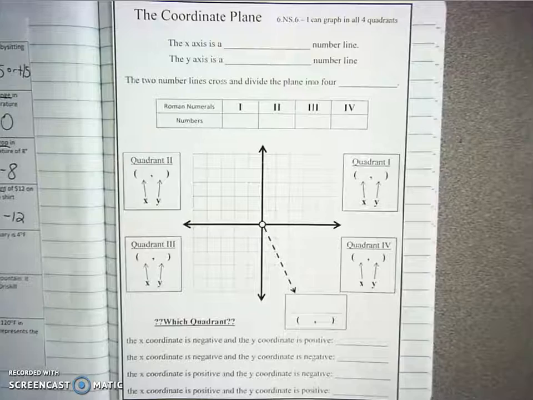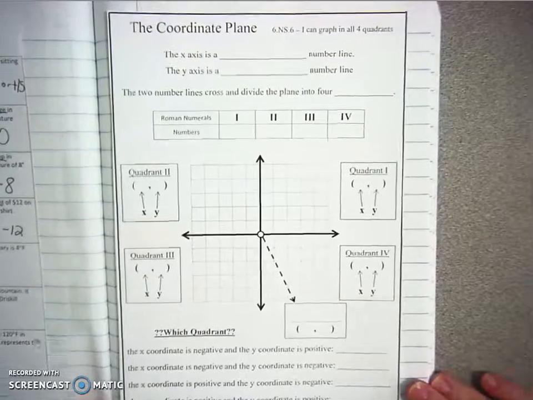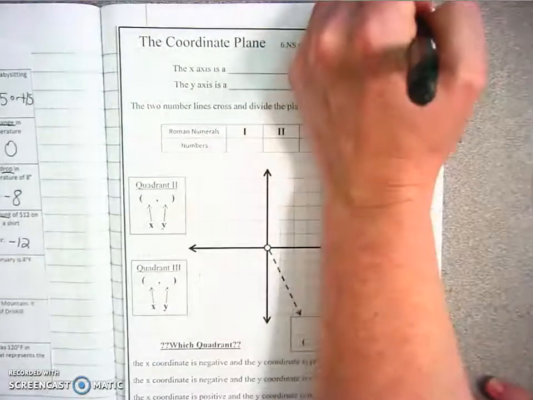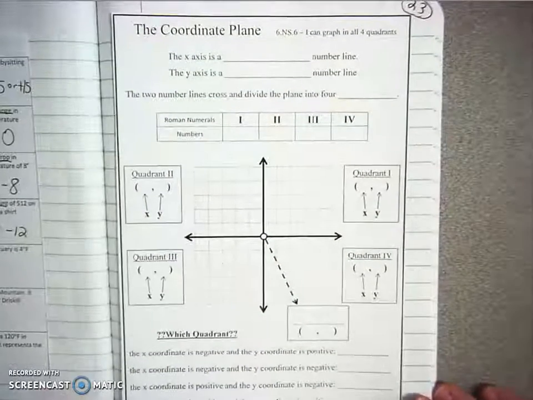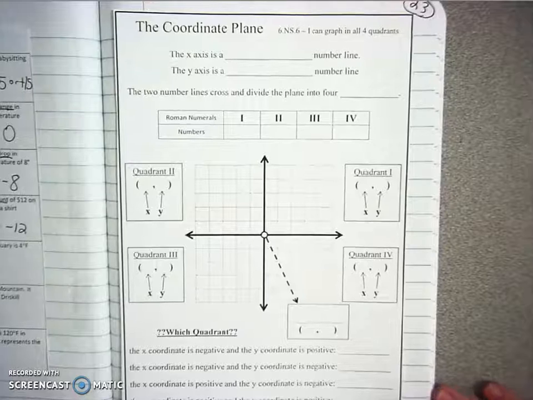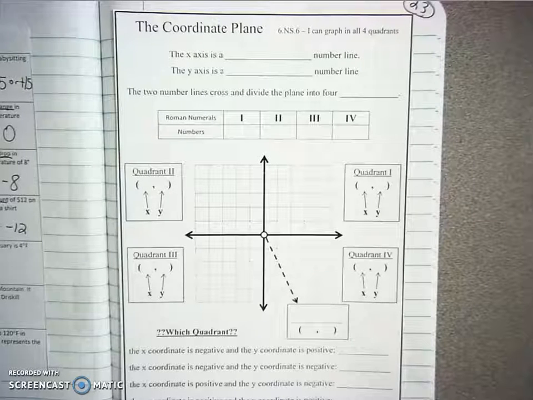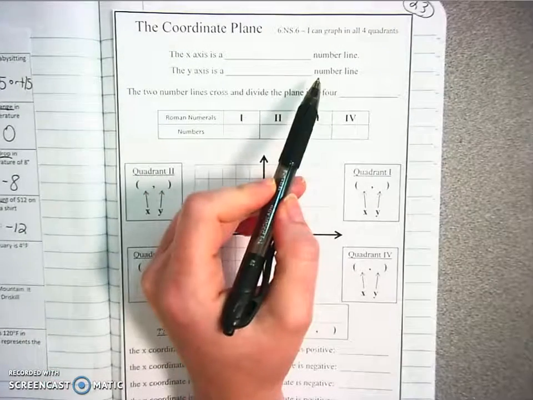This activity in our interactive notebook starts on page 23. So I'm going to put 23 at the top and circle it. This is our standard 6th grade number system, lesson 6. I can graph in all 4 quadrants. The first 2 lines are just some notes that we take about the coordinate plane.